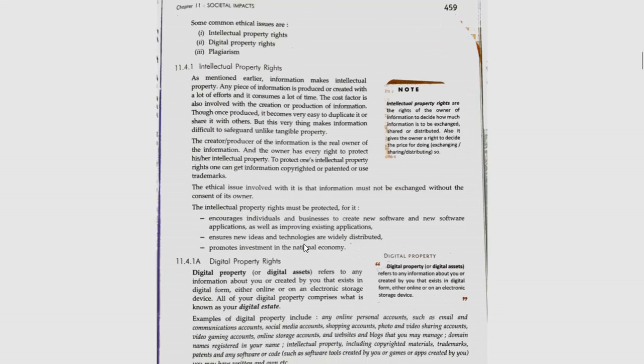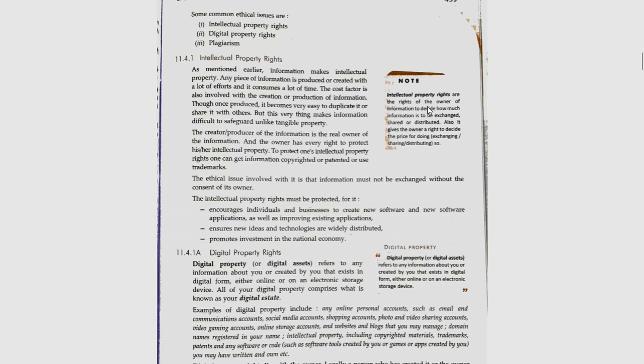Okay, so let's first discuss intellectual property rights. Intellectual property rights are the rights of the owner of the information to decide how much information is to be exchanged, shared, or distributed. Now it totally depends upon the owner of the information. Suppose a person has some data of his own. He has put a lot of effort into creating that information or assembling that data. So if he has worked so hard on that, definitely he needs ownership over that data.